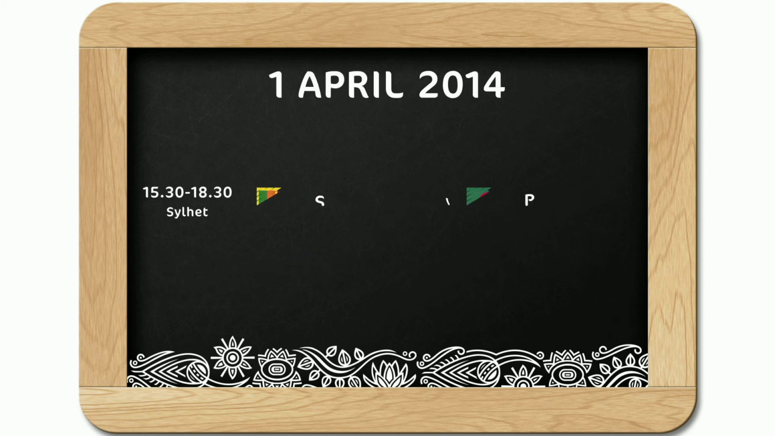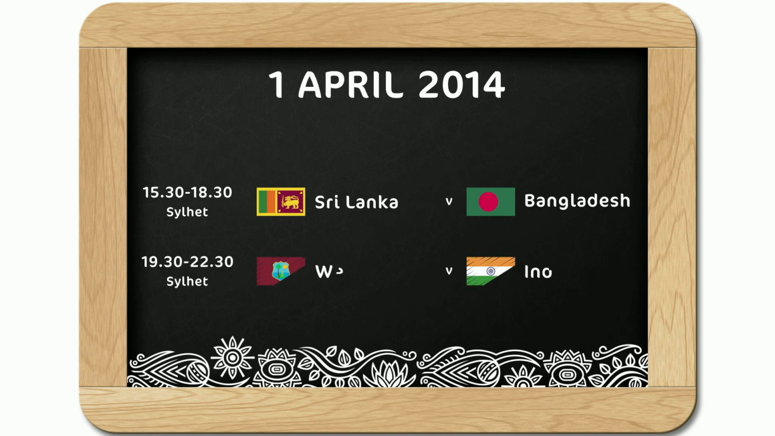The 1st of April will see Sri Lanka take on Bangladesh. Later on, the battle will continue between West Indies and India. Both the matches promise to be enthralling for the fans.